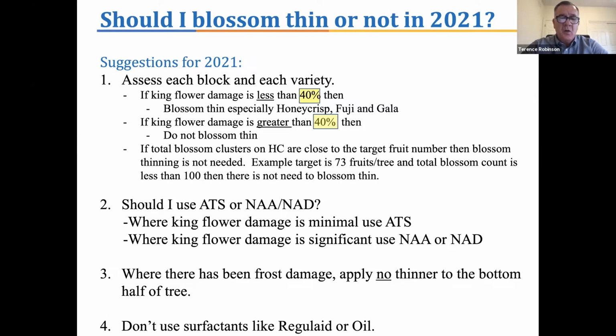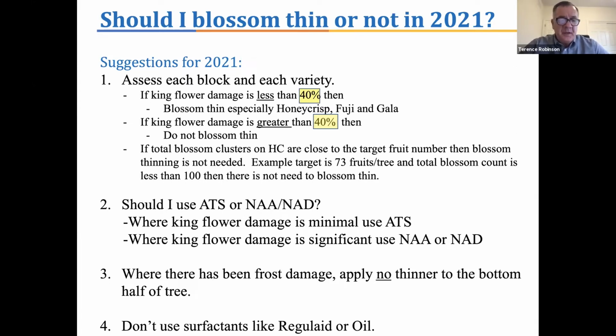A second question you can ask yourself is, should I use ATS, which is the only legal caustic thinner we have, or use one of the 2 hormone type thinners that has a label, which are either NAA or NAD? To me, ATS is a better option using the Pollen Tube Growth Model. So I would say that where king flower damage is minimal, I would use ATS. Where I have 70, 80% of the kings still alive, and I've got enough kings, much more than my target, I would use ATS. But if you have significant king flower damage, then I would switch to NAA or NAD.